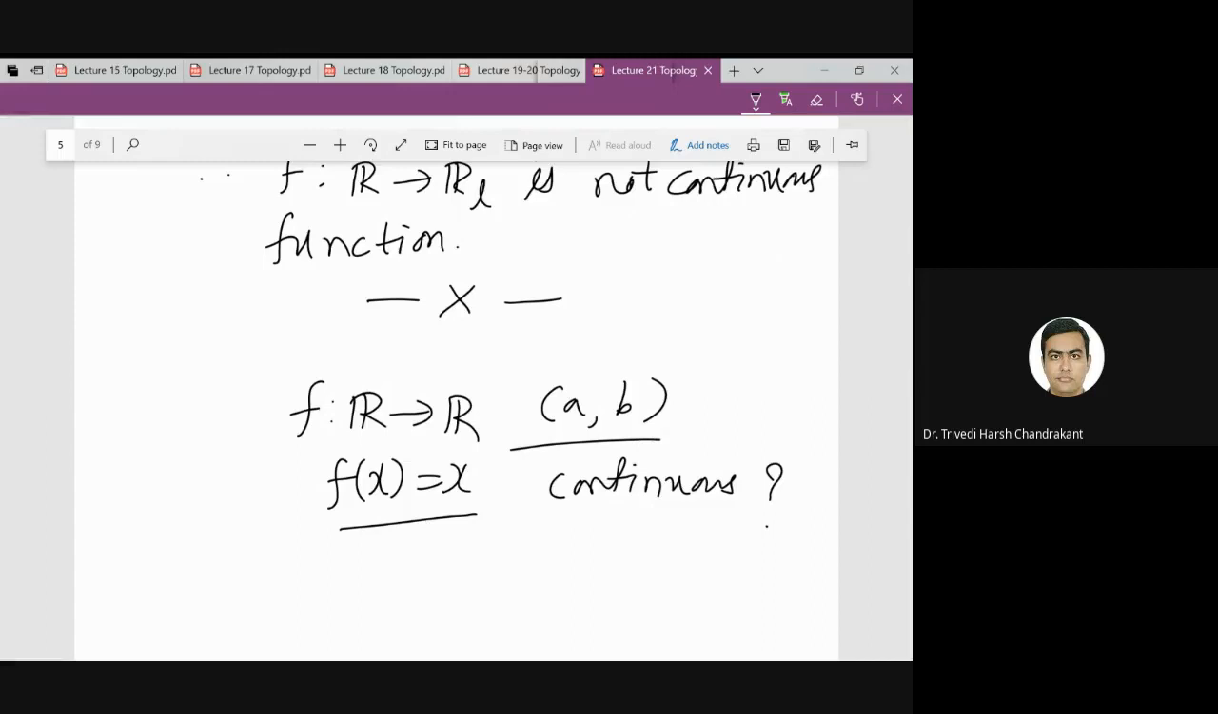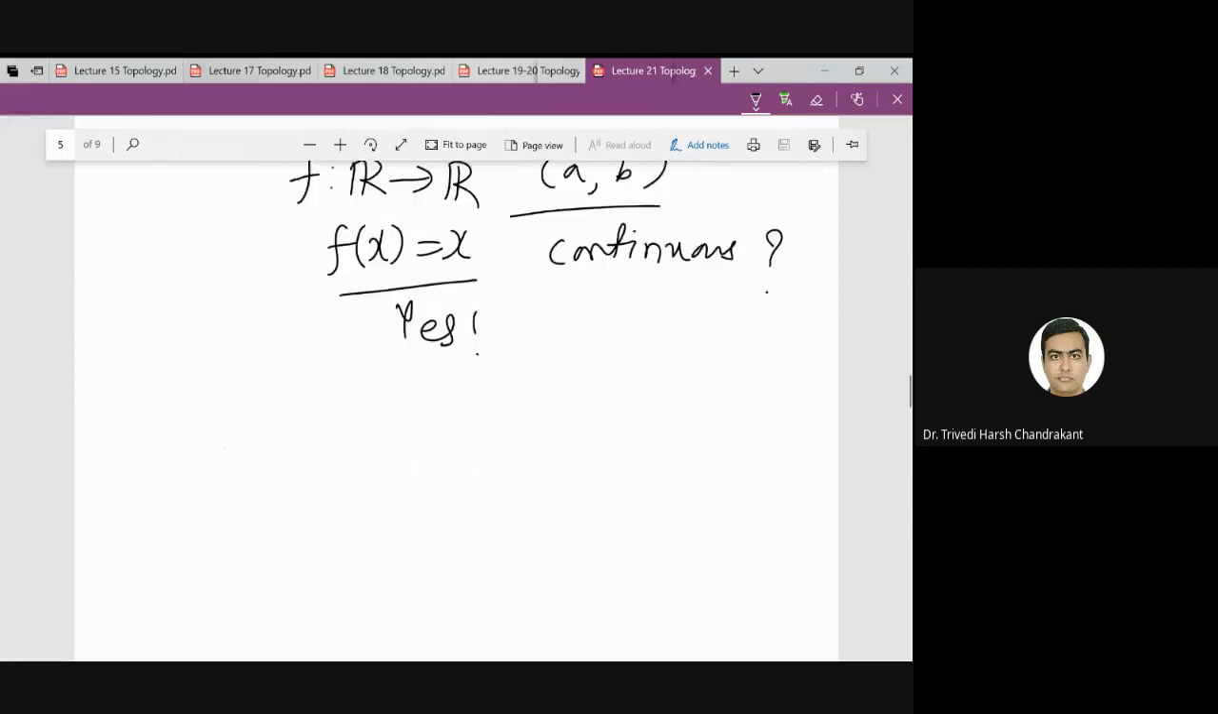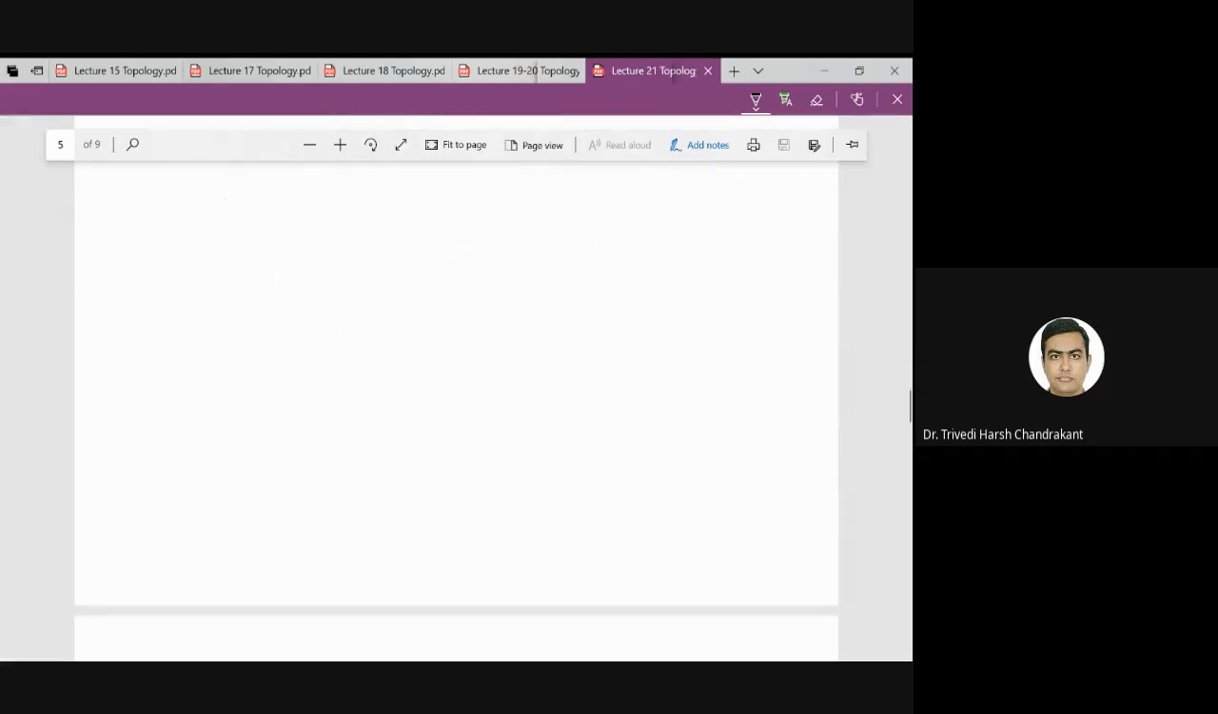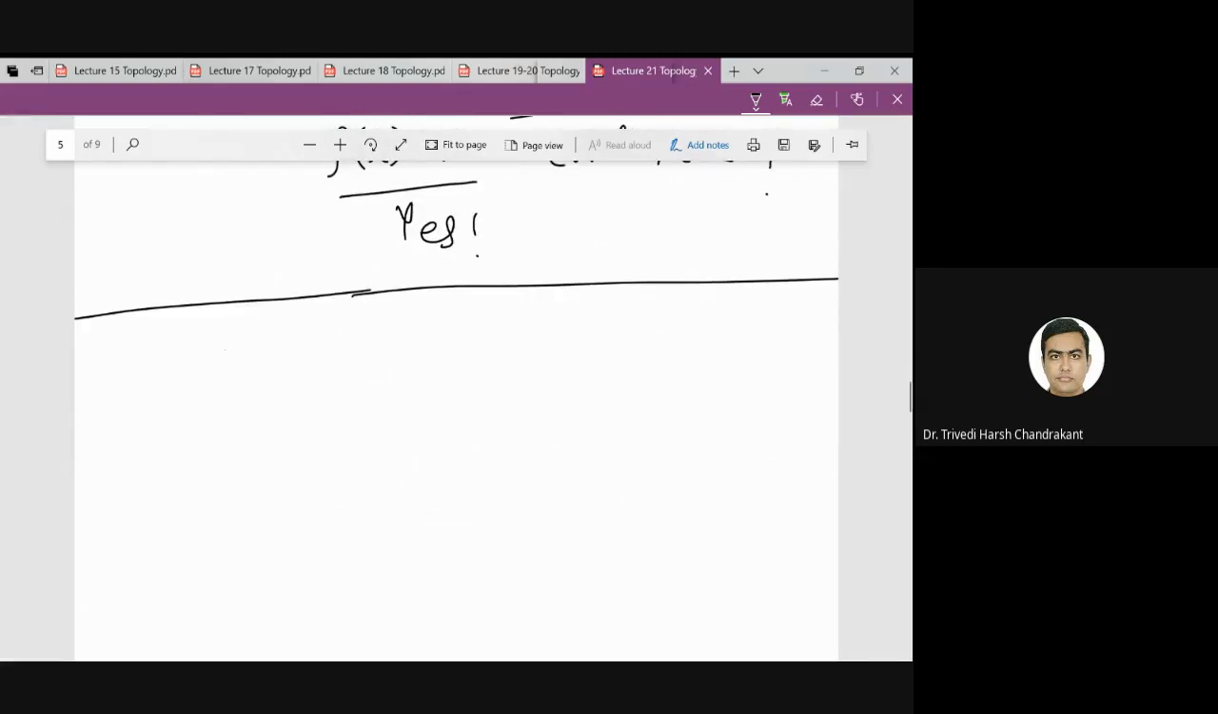This is just a simple example to explain the importance of the topology. When you change the topology, the same function becomes continuous in one topology but not in the other. In both examples the set is the same, domain and codomain, it is from R to R.